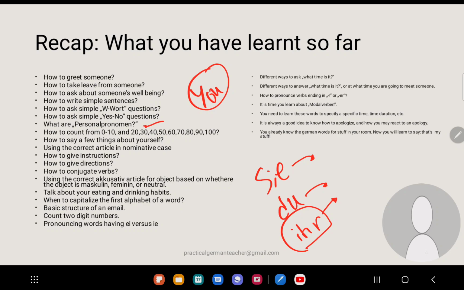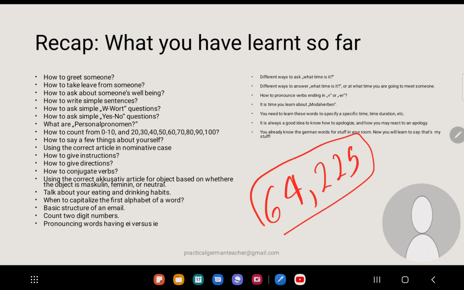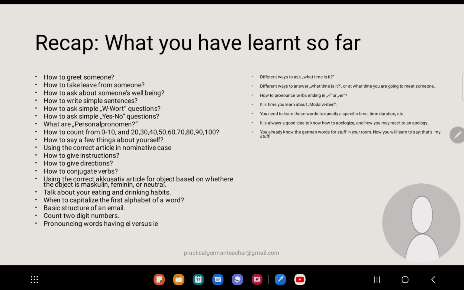And likewise, by now you should be able to at least count. You should be able to, for example, let's say your salary is 64,225 brutto annual. You should be able to say this in German. How you do it is you divide this number into small parts.